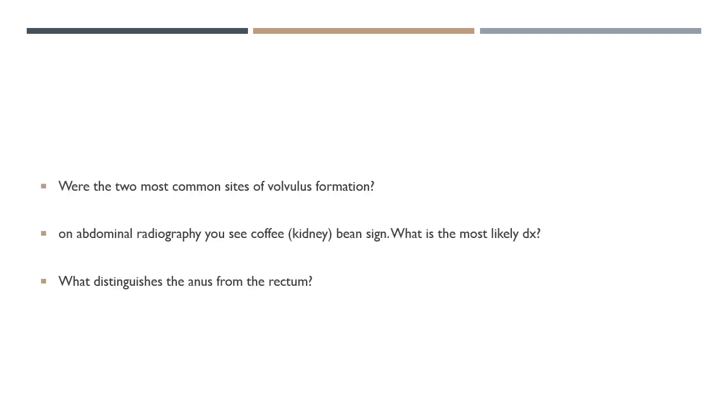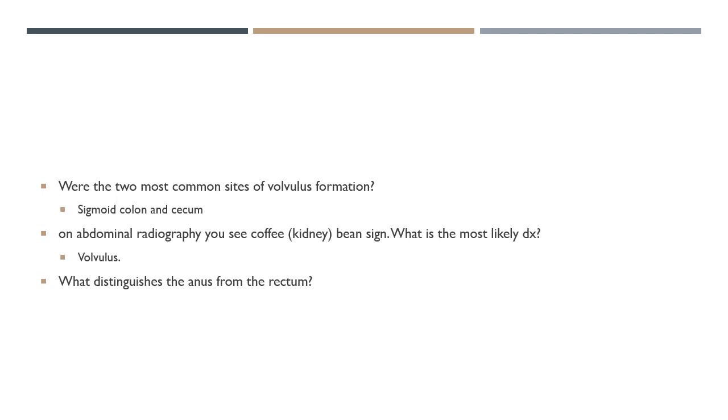What are the two most common sites for volvulus formation? The sigmoid colon as well as the cecum. So the right and left sides, really. On abdominal radiography, you see a coffee bean or kidney bean sign. What is the most likely diagnosis? It's going to be a volvulus. So that kidney bean or coffee bean sign is going to be a volvulus.